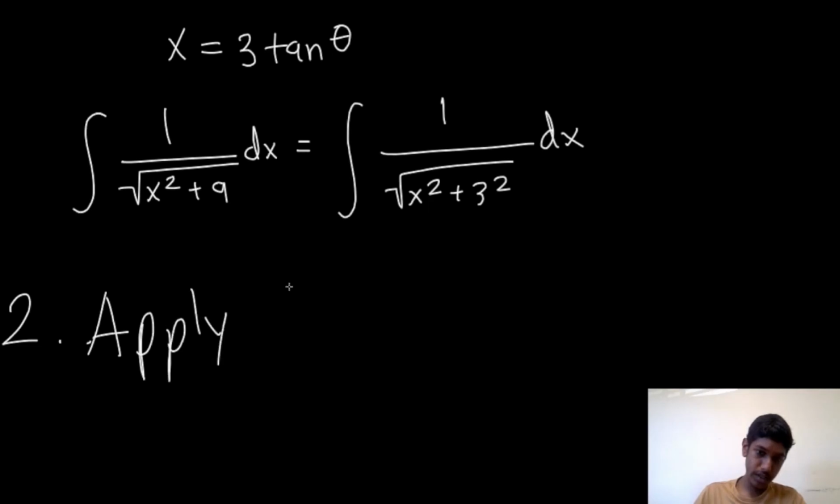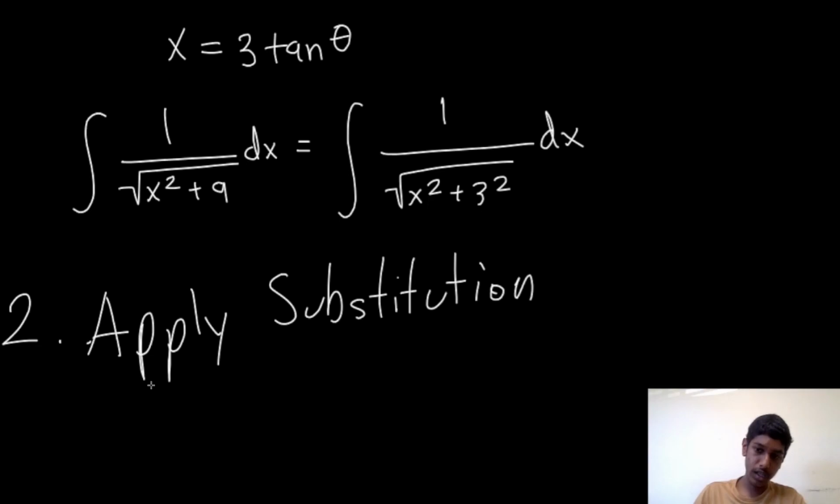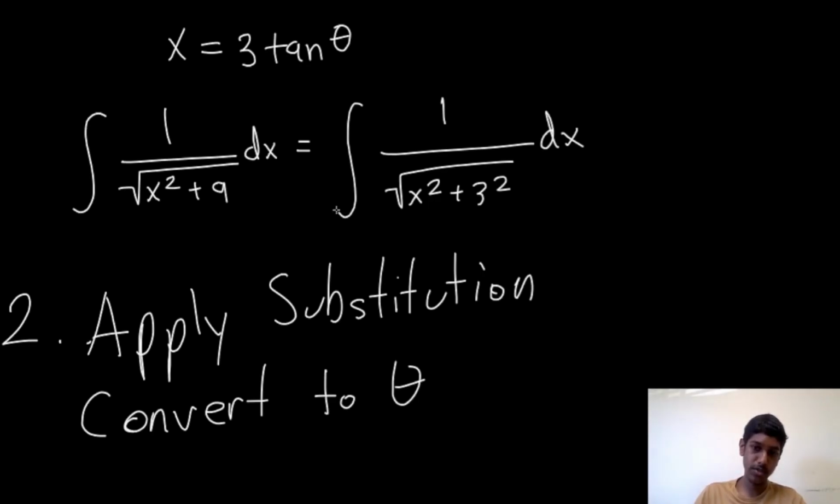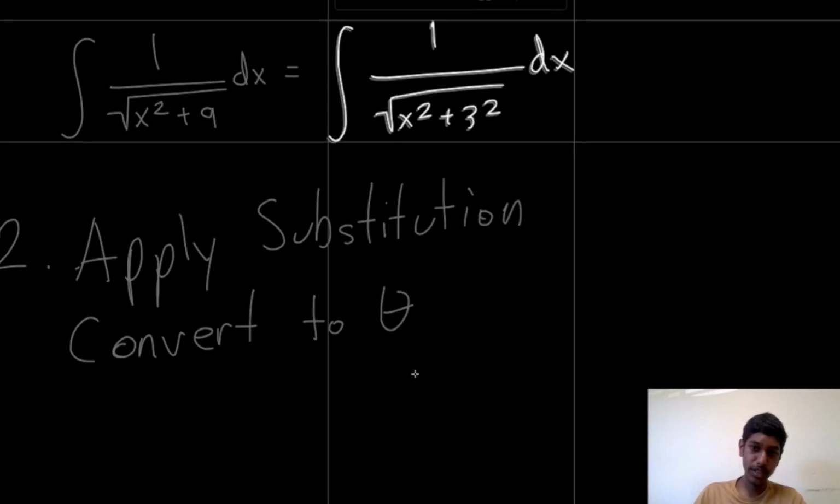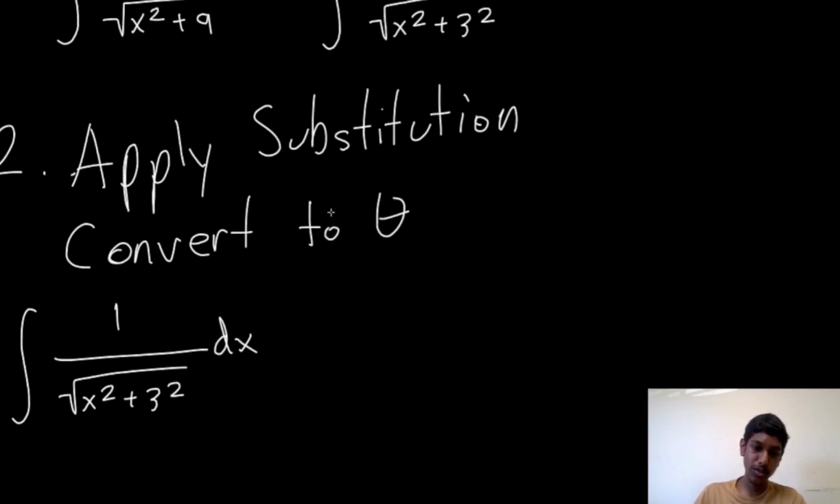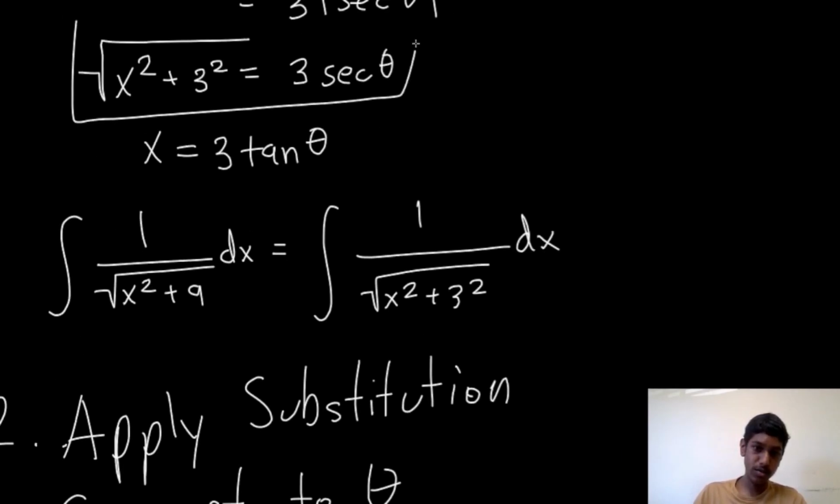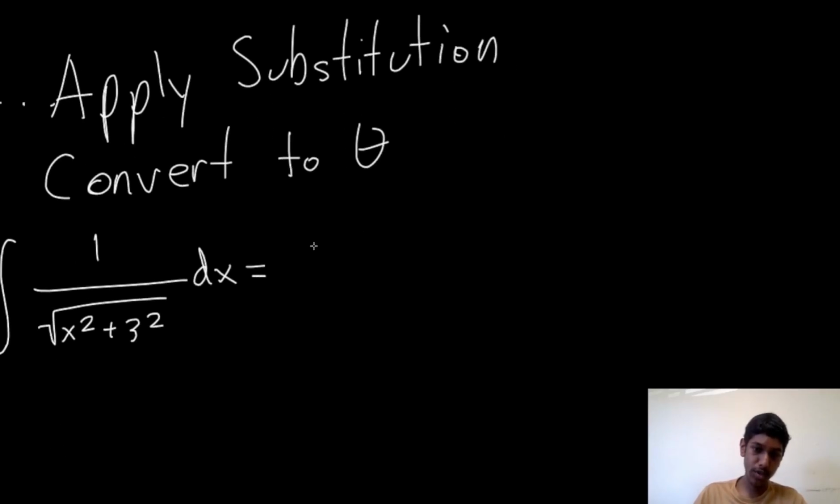Apply the substitution, and then convert to theta. So this whole integral is going to be in terms of theta now by the end of it. So we have this, right? And then we also know that root x squared plus 3 squared equals 3 secant theta. So we go ahead and write 3 secant theta on the bottom.